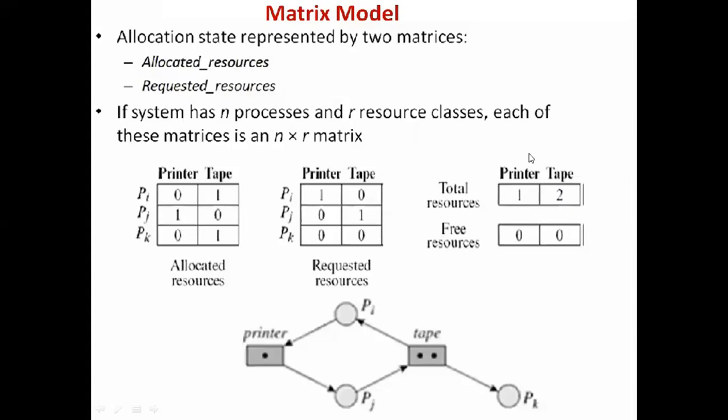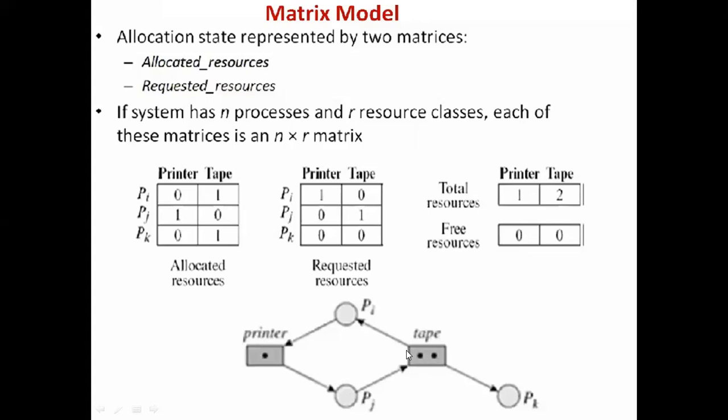So just now we have seen the total amount of resources available in the system, and now we are seeing how many resources are free. Okay. And for this table, the values for printer and tape are 0, 0. Why are they 0, 0? Because even though we had one resource of printer, this one resource of the printer is allocated to the process PJ. Hence, this becomes 0.